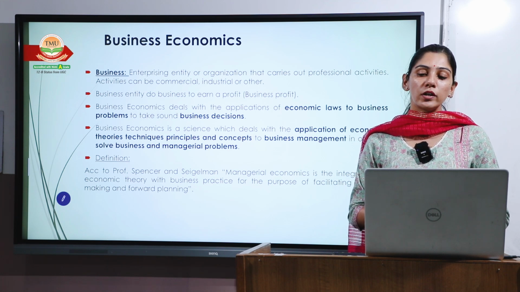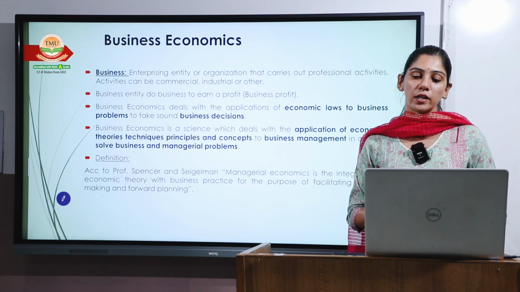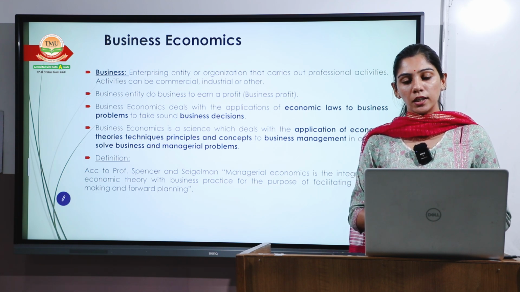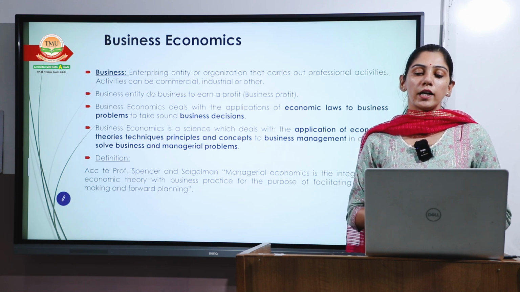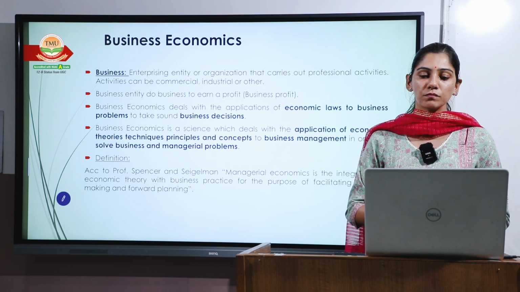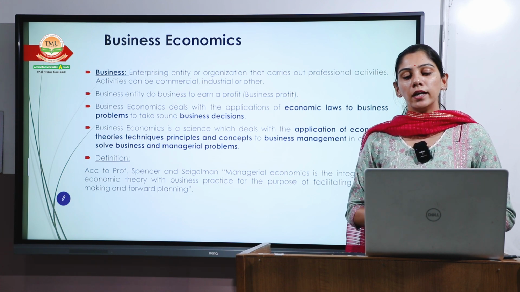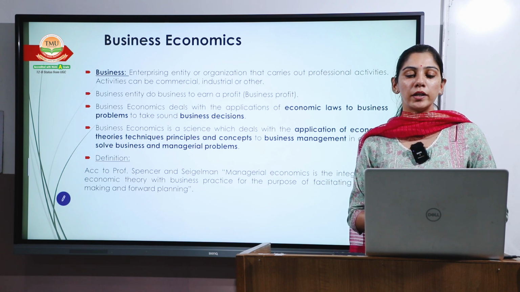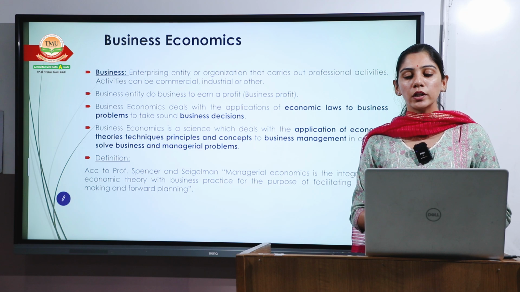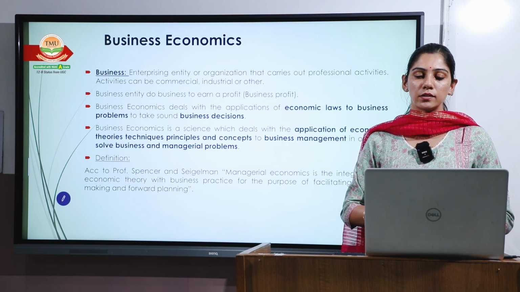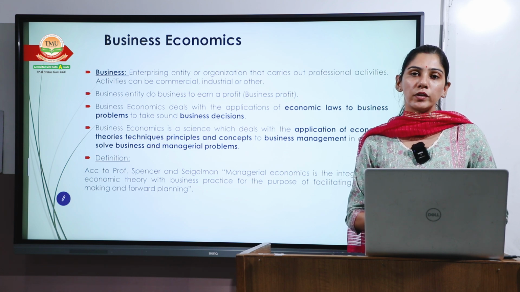There are various alternative methods like strategic analysis, econometric analysis, optimization techniques, and decision modeling to analyze data and drive actionable insights. Overall, business economics helps business understand the economic environment in which they operate and provides them with tools to make strategic decisions that enhance their competitiveness and profitability.